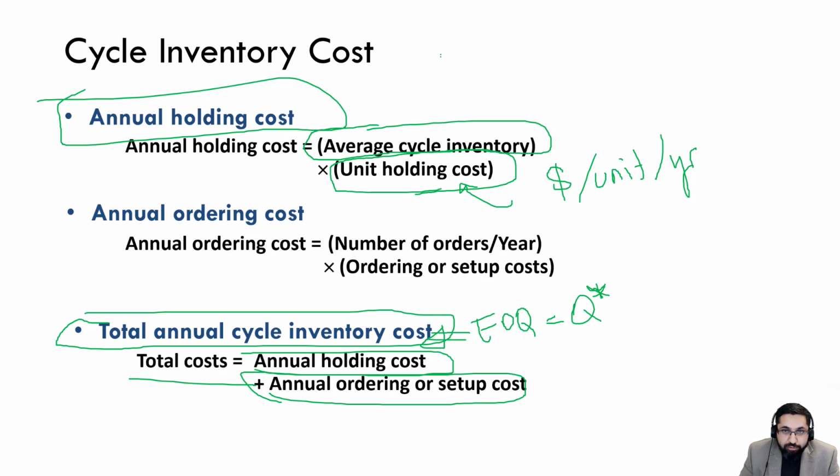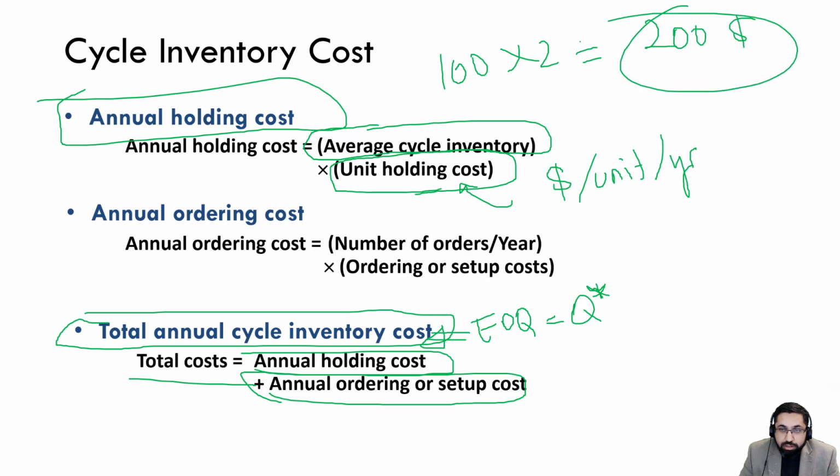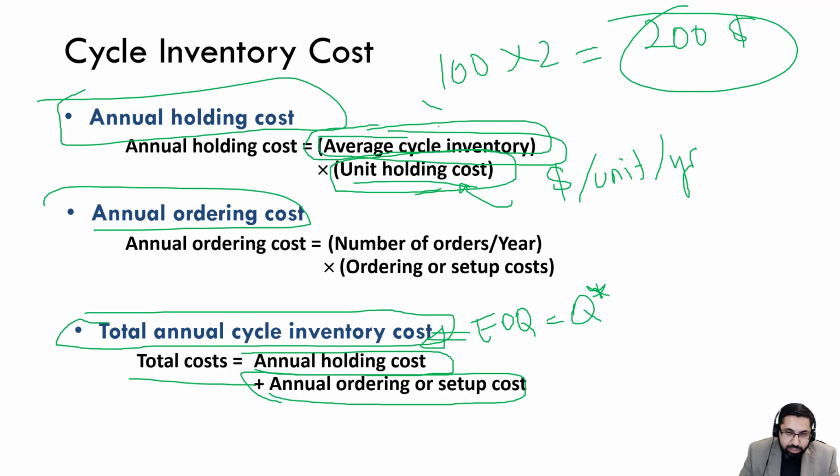So if on average you have 100 pieces of inventory, and your unit holding cost is $2 per unit per year, you multiply by 2, and after a year you would have spent $200 in holding the average inventory level of 100 pieces. So it's average cycle inventory times unit holding cost. And if it doesn't make sense, don't worry, we're going to do an example. The example will make things concrete and clarify things for you.